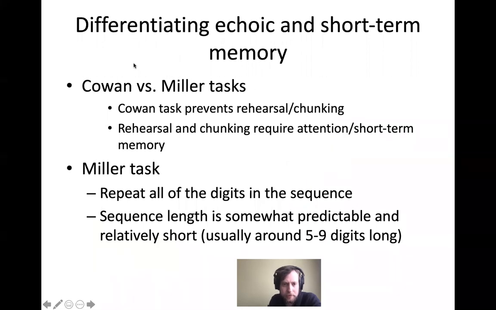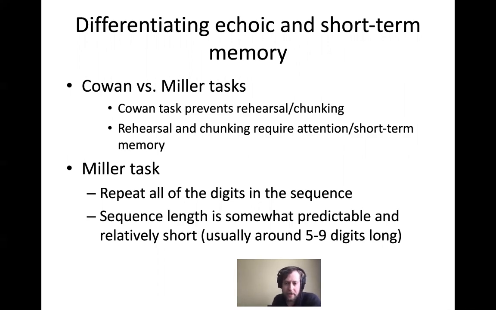So I've already shown you two pieces of evidence related to this idea of echoic memory. The Cowan task measures echoic memory, which suggests that echoic memory is usually able to remember about four things. The mismatch negativity study suggested that the decay time of echoic memory might be around 3 seconds. And so that's two pieces of information that I've given you about echoic memory. Now we're going to contrast echoic memory with short-term memory.